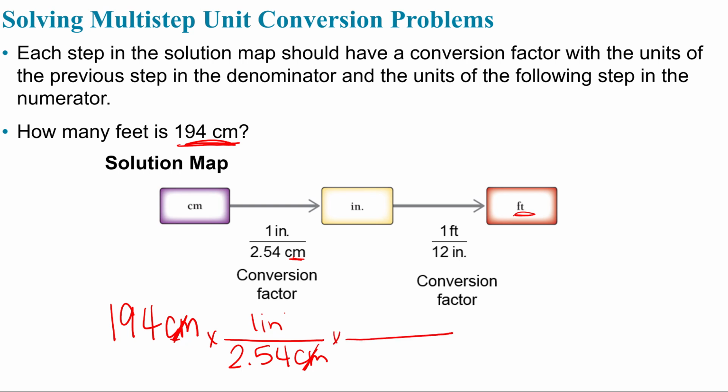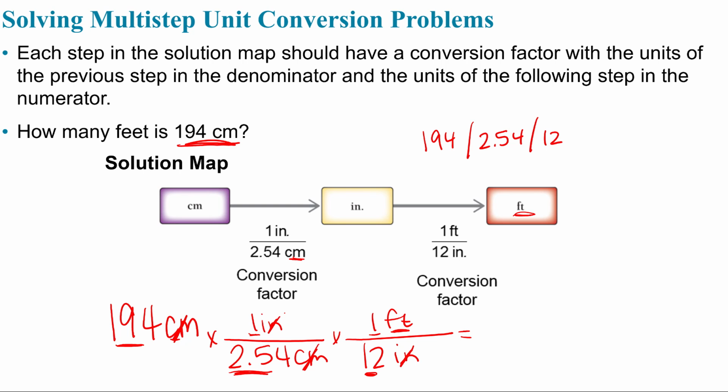So then the next conversion factor I would use would be 12 inches in 1 foot. And so now inches would cancel out, the numbers are still there, and I'm left with feet, right? So now when I do my calculations, I would type in 194 divided by 2.54 divided by 12. Because purely from a mathematical perspective, it would be 194 times 1 divided by 2.54 times 1 divided by 12. But multiplying by 1 doesn't really change your answer, so I usually don't include it. So we just divide by both of these, and that's how you do the math.